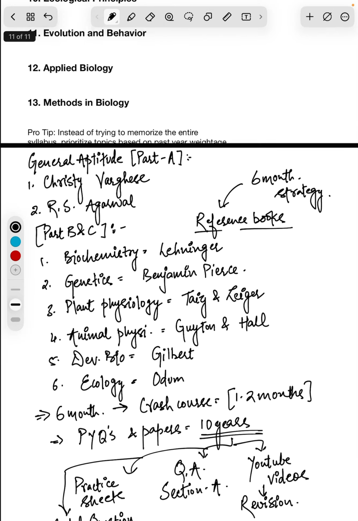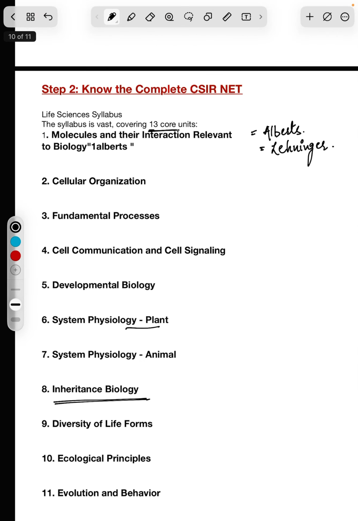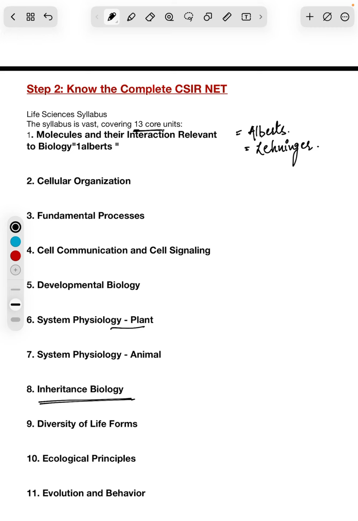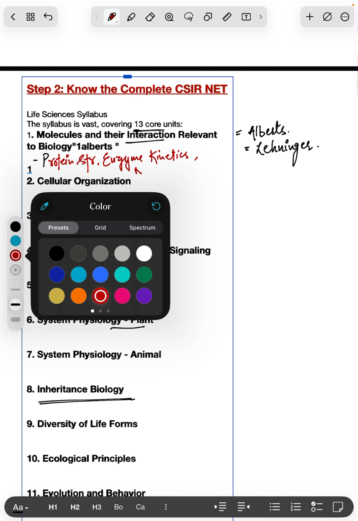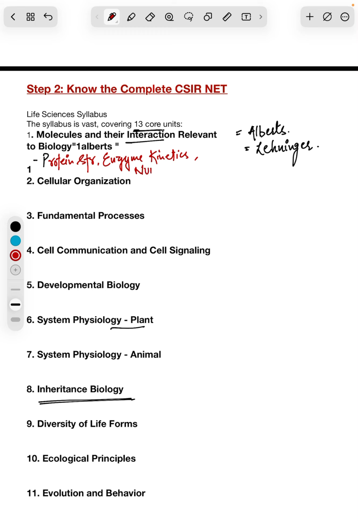Subject wise strategy I will cover now. Where in molecules and their interaction, here you need to focus mainly on protein structure, enzyme kinetics, and nucleic acid biology. These are the three main topics of this unit.